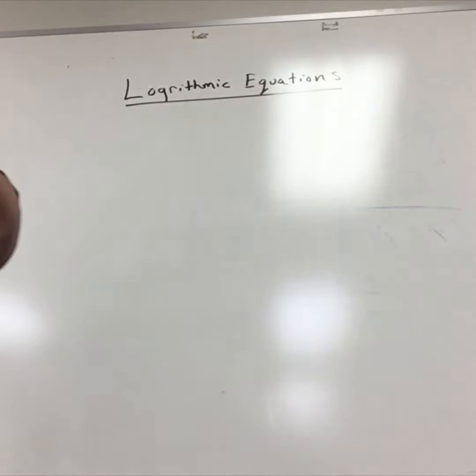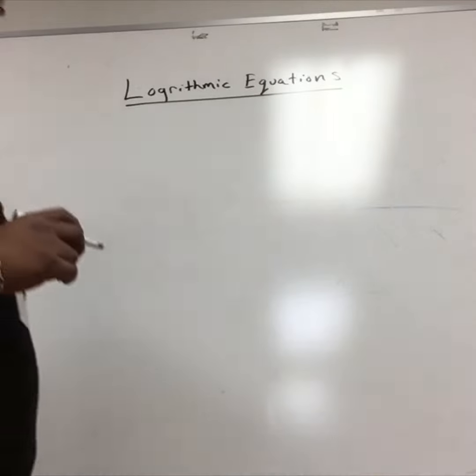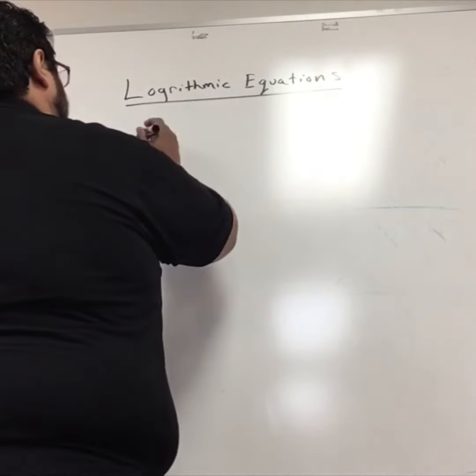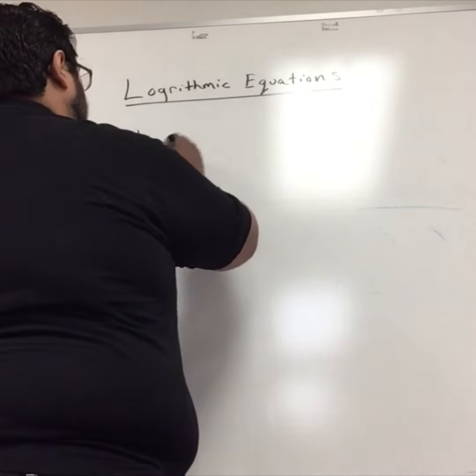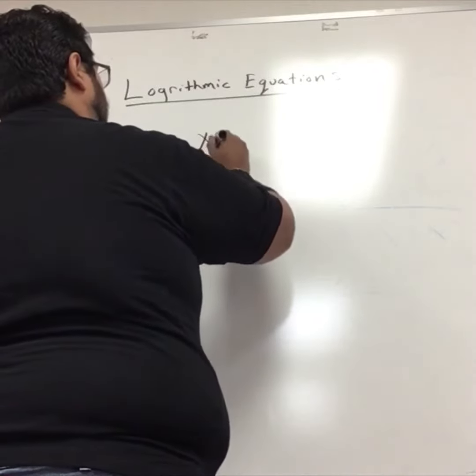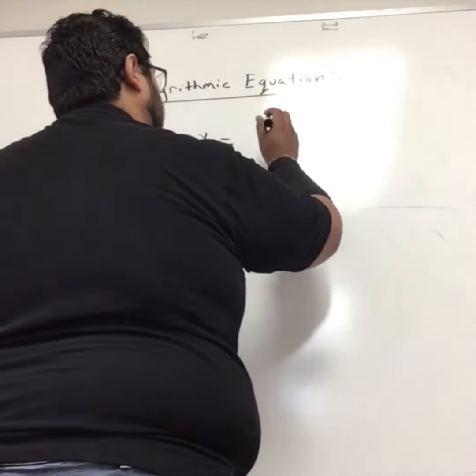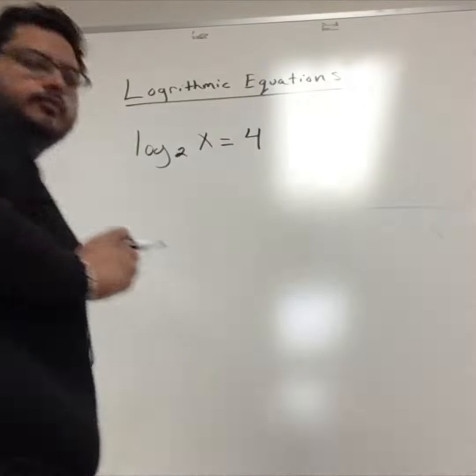Alright, so today we're going to be learning about logarithmic equations. This is how to solve for the missing variable when given a log term. So I'll start with an easy one. Let's say you are given log base 2 of x equals 4.